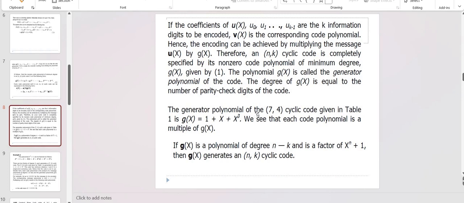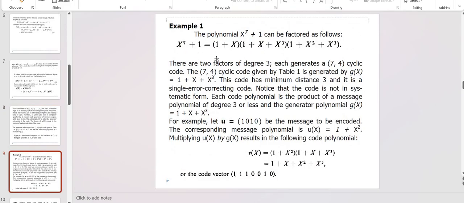Suppose this is your generator polynomial, that is g(x) is equal to 1 plus x cube, and you have to evaluate the cyclic code. So let us consider one polynomial, that is x raised to 7 plus 1, multiplied by 1 plus x square plus x cube. By multiplying these polynomials, you will get the final code vector, that is 1110010. This is the g(x) and this is your given polynomial.